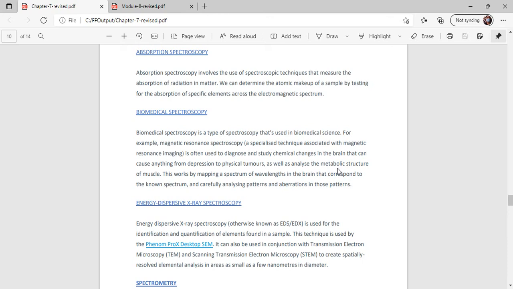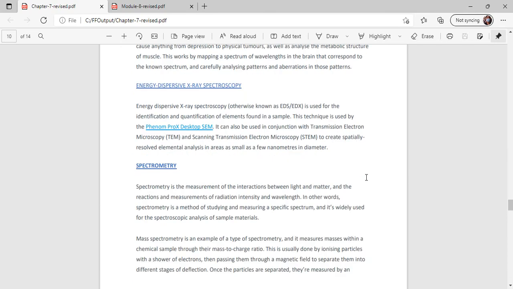biomedical spectroscopy is the type of spectroscopy that uses biomedical science. For example, magnetic resonance spectroscopy or your MRI. A specialized technique associated with imaging or MRI is often used to diagnose and study chemical changes in the brain that can cause anything from depression to physical tumors, as well as analyze the metabolic structures of your muscle. This work involves mapping the spectrum or wavelength in your brain that corresponds to the known spectrum, and carefully analyzing the pattern and also the interpretation of those patterns.